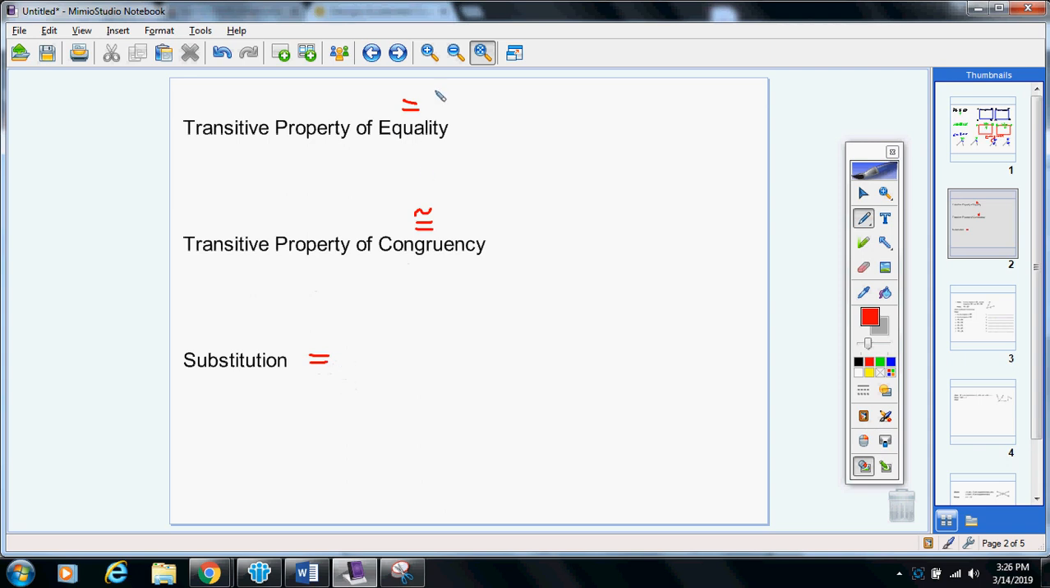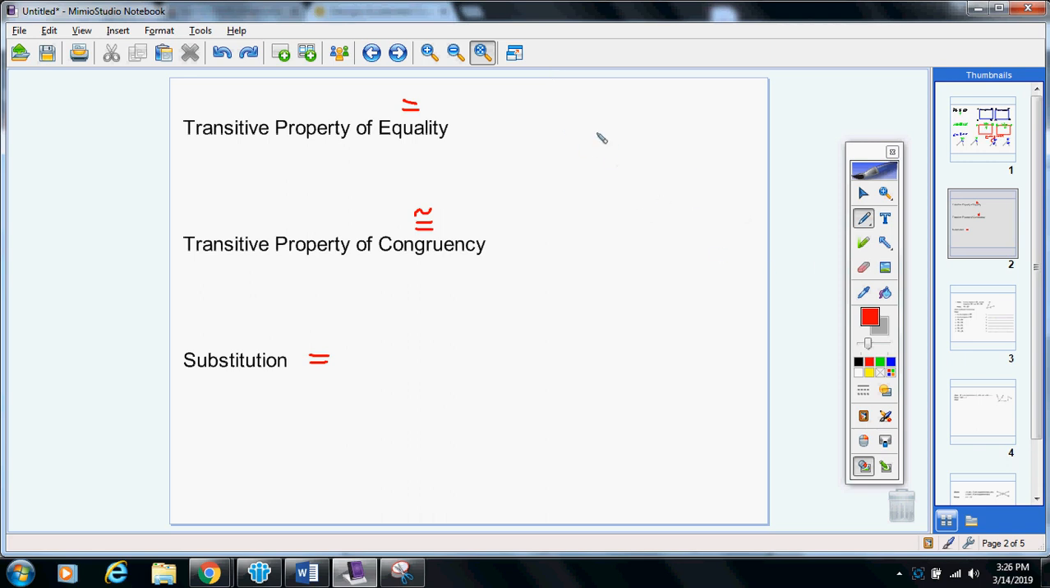So again, the transitive property can be used when an equal sign is used or when a congruent symbol is used, whereas the substitution property can only be used when something is equal to each other. That's the one thing. The other thing is that transitive can only be used when you are replacing an entire side of something. Substitution can be used when you are replacing pieces.